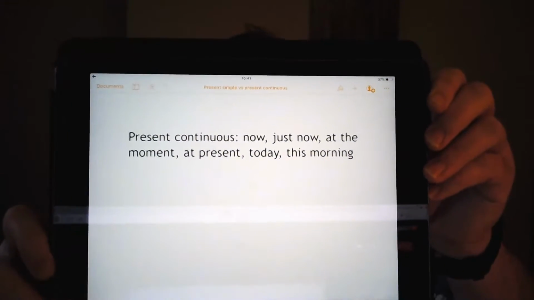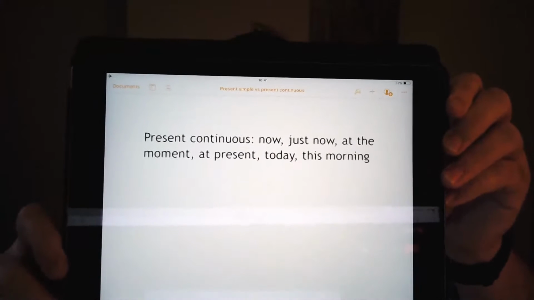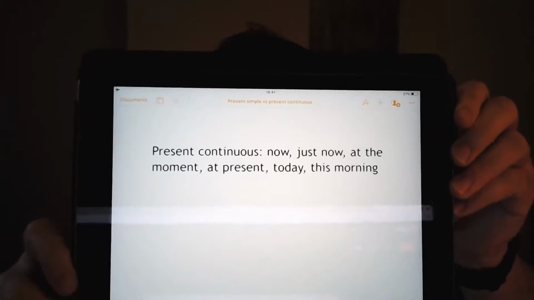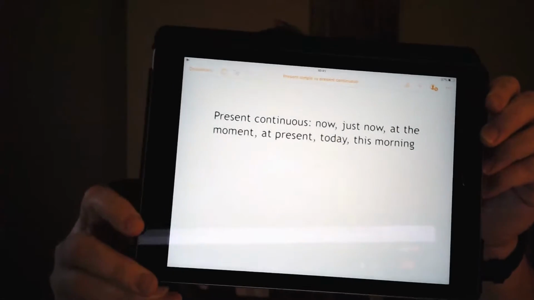So here we have now, just now, at the moment, at present, today, this morning. So also we've got this morning, we could have this evening, this afternoon, things like that, because all of these time references are talking about now. And if we look at the example sentence, it was, I'm working just now. And that's the same time reference we have, time expression that we have in the examples there. So these time references really help to give us that general meaning of each of these tenses.